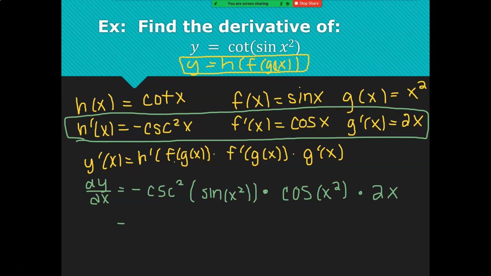Your final answer would be to simplify that. So I would write negative 2x cosine x squared times cosecant squared sine x squared.